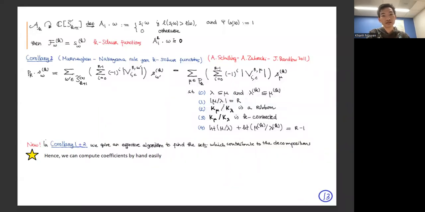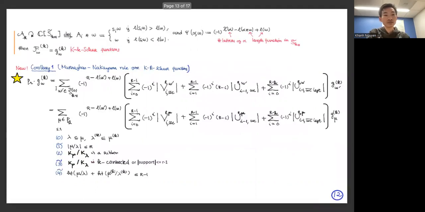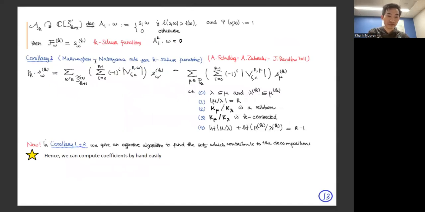So this is the key point. From this key point, A_i squared acts on w equals 0. You can simplify the Murnaghan-Nakayama rule for the k-k-Schur function to obtain the Murnaghan-Nakayama rule for the k-Schur function. So you see here, I use this formula for the k-k-Schur function, and I obtain this formula for the k-Schur function. You can see some modification here.